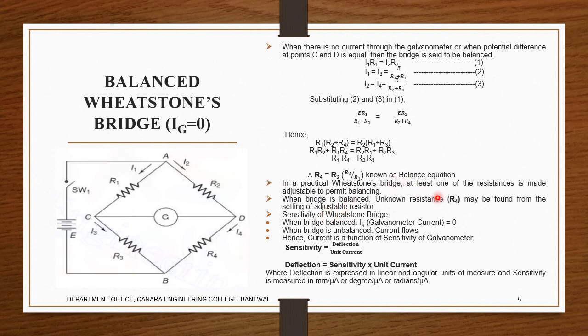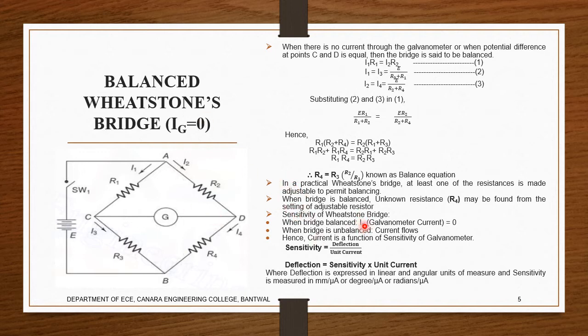In a practical Wheatstone bridge, at least one of the resistances is made adjustable to permit the balancing. Usually R4 is kept as the unknown resistance, with an adjustable one used for balancing. When a bridge is balanced, the unknown resistance may be found from the setting of the adjustable resistor. For example, you can use a pot, or usually a DRB, adjustable resistance box.